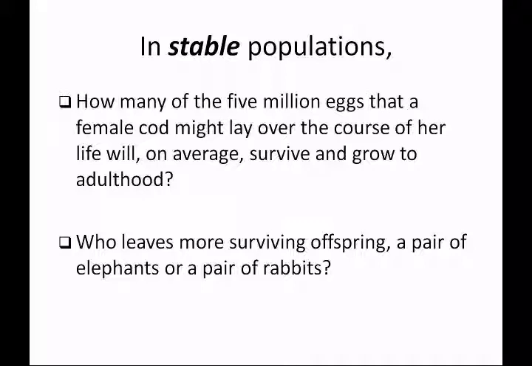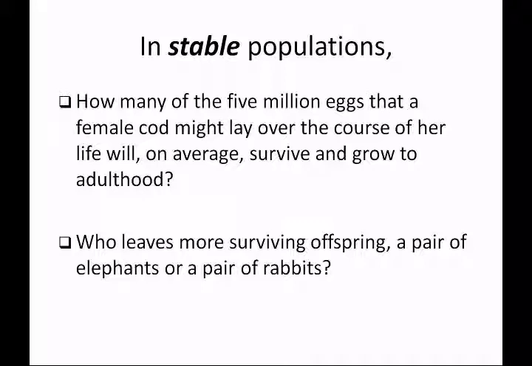We might also ask certain questions like, who would leave more surviving offspring, a pair of elephants or a pair of rabbits? So if we think about how we eventually get down to a breeding pair of rabbits, of course there are going to be a lot more rabbits that are going to be born and a lot more rabbits that are going to die than there will be elephants, or if we moved on up to the human population, there's going to be only so many humans replacing the generation of humans that come before them.